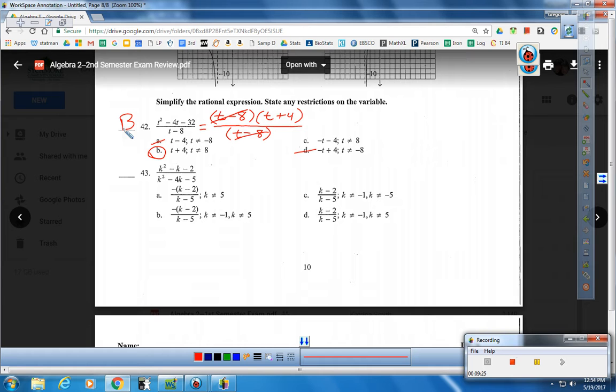Okay? Now I have to factor top and bottom here. This is k minus 2 times k plus 1 over k minus 5 times k plus 1. Now remember, k cannot equal negative 1 or a positive 5. That means this one's out. These two k plus 1s will cancel out. So this is actually what my answer is, but k is not allowed to equal negative 1 or a positive 5. So that answer is D. Yeah, this one's out because it says negative 5. Okay?